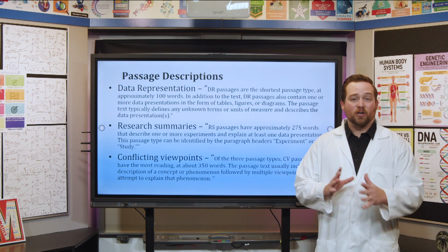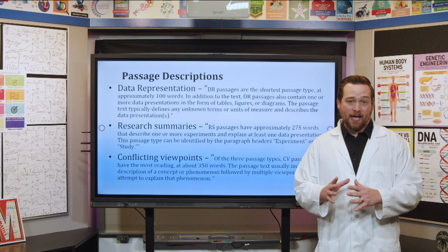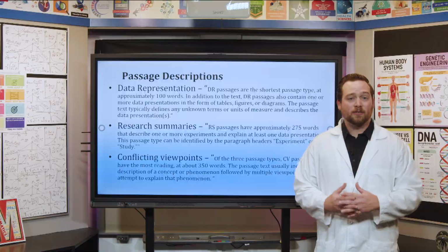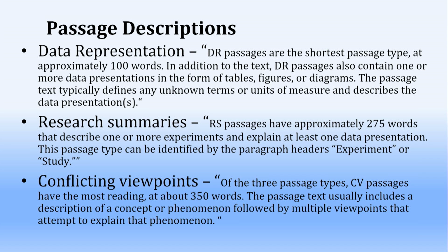Here's a little bit more detail on these different types of passages, and later on we'll go through and actually practice trying to identify these. So let's look at the data representation up top. These data representation, often they're abbreviated as just DR. So DR passages are the shortest passage type. They are approximately 100 words long.